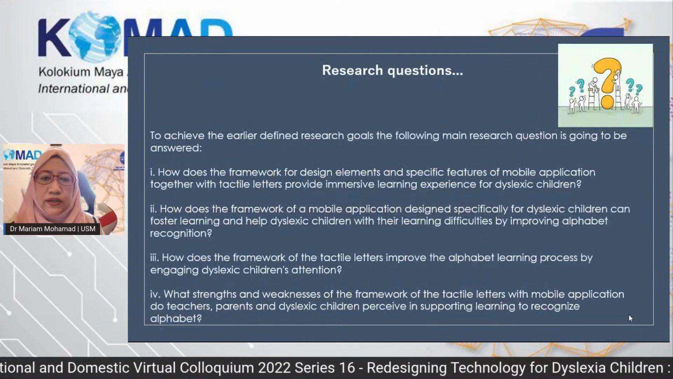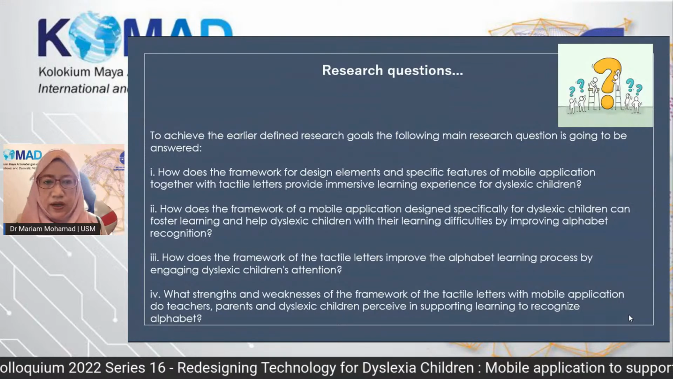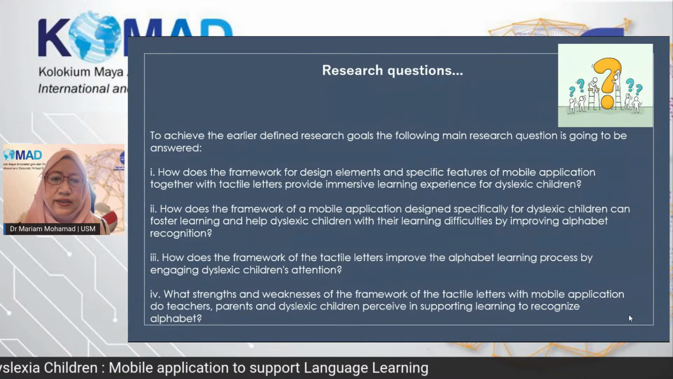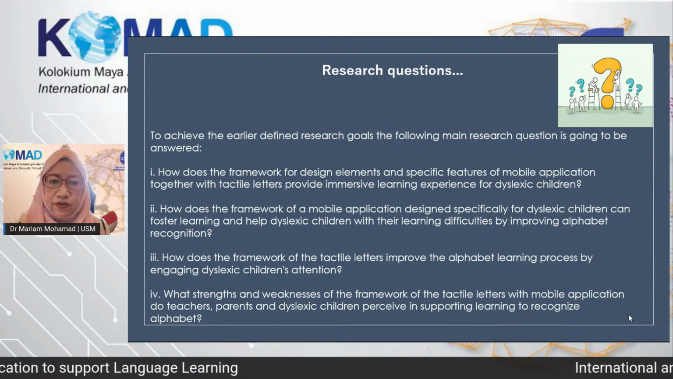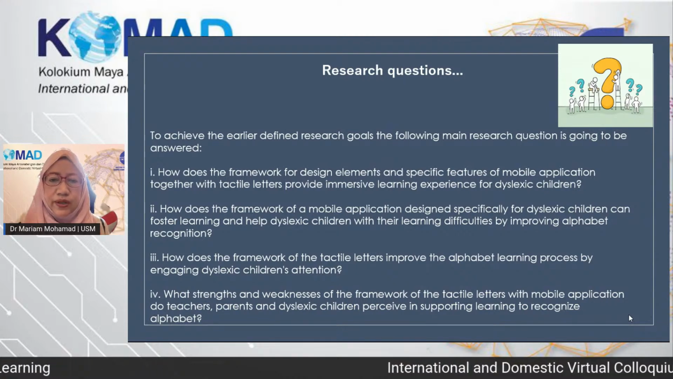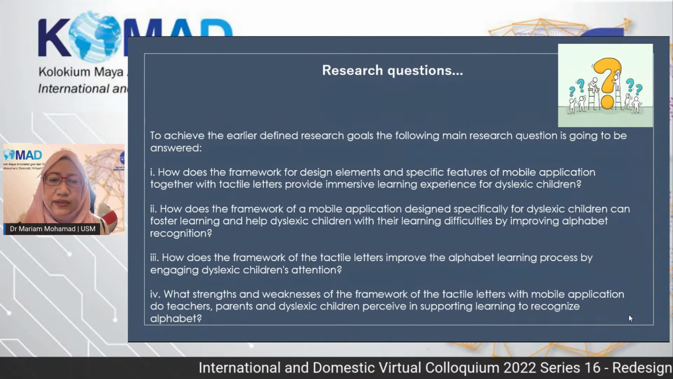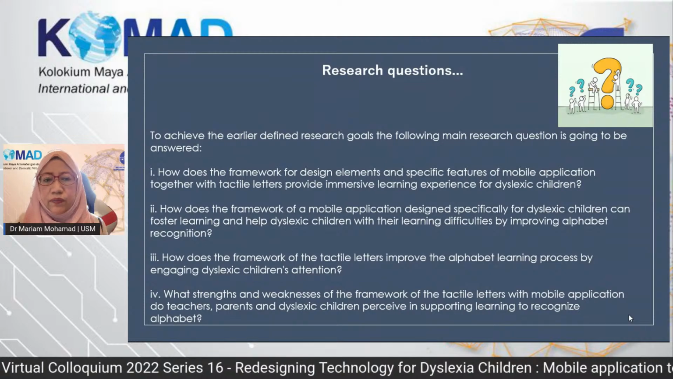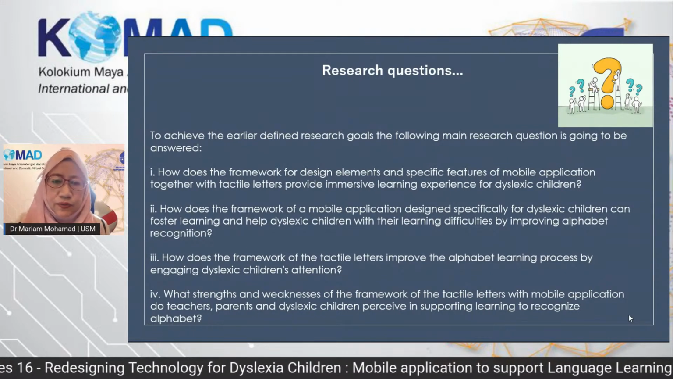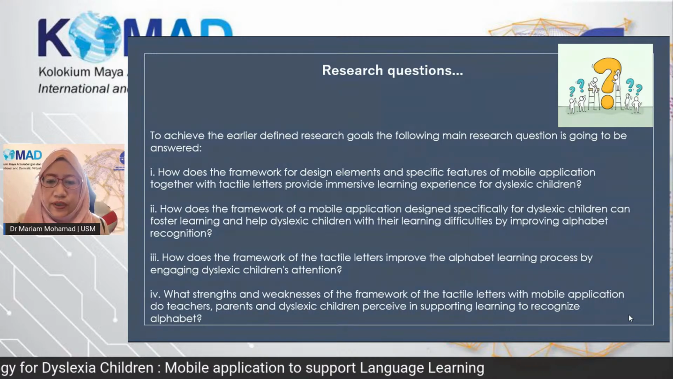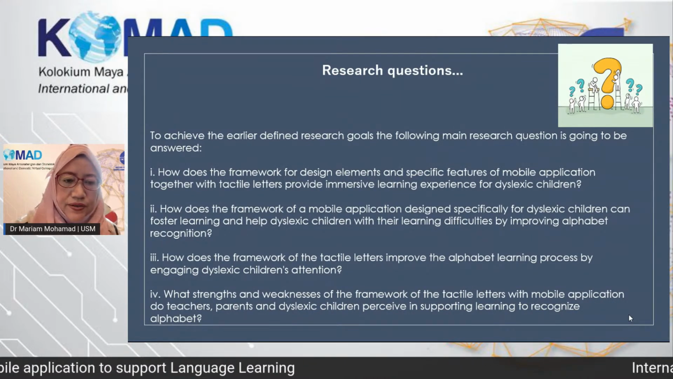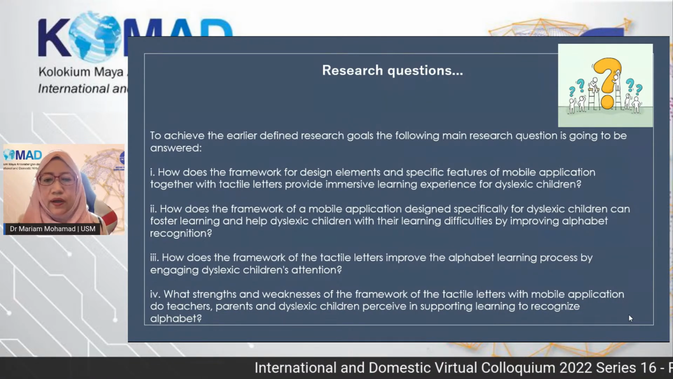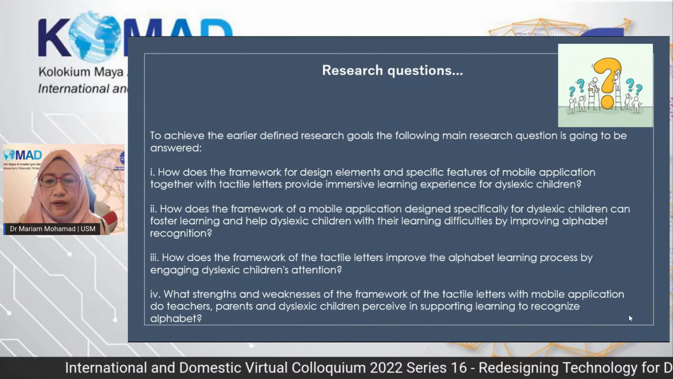Okay, next we go to the research questions. From the research objectives, I got these research questions. First, how do the design elements and specific features of the framework provide an immersive learning experience for dyslexic children? Second, how does the framework support dyslexic children with their learning difficulties by improving alphabet recognition? Third, how does the framework improve the alphabet learning process by engaging the children's attention? And finally, we want to find the strengths and weaknesses of the framework in supporting the learning of the alphabet.